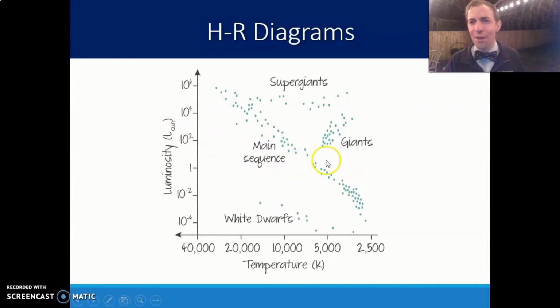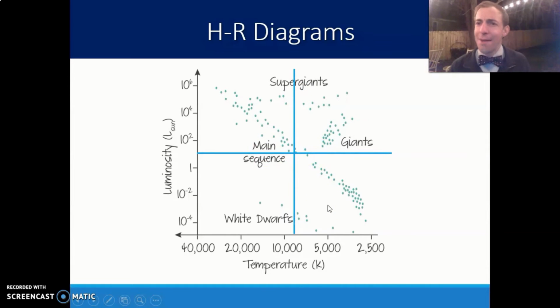So we don't need to show all of them as long as the patterns will continue. Now, I'm going to divide this into quadrants to help us understand where certain types of stars are likely to be found. In the top left-hand quadrant here, you can see that the temperature is the hottest and the luminosity is the highest.